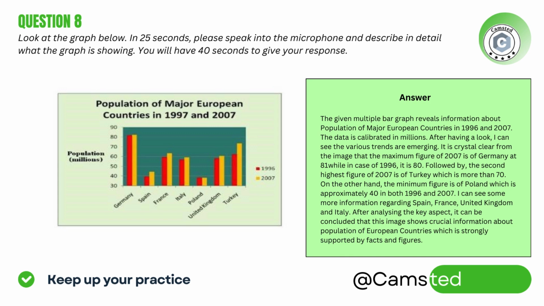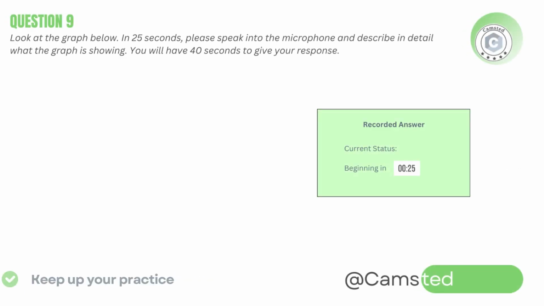Followed by the second highest figure of 2007 is of Turkey, which is more than 70. On the other hand, the minimum figure is of Poland, which is approximately 40 in both 1996 and 2007. I can see some more information regarding Spain, France, United Kingdom and Italy. After analyzing the key aspect, it can be concluded that this image shows crucial information about population of European countries, which is strongly supported by facts and figures.